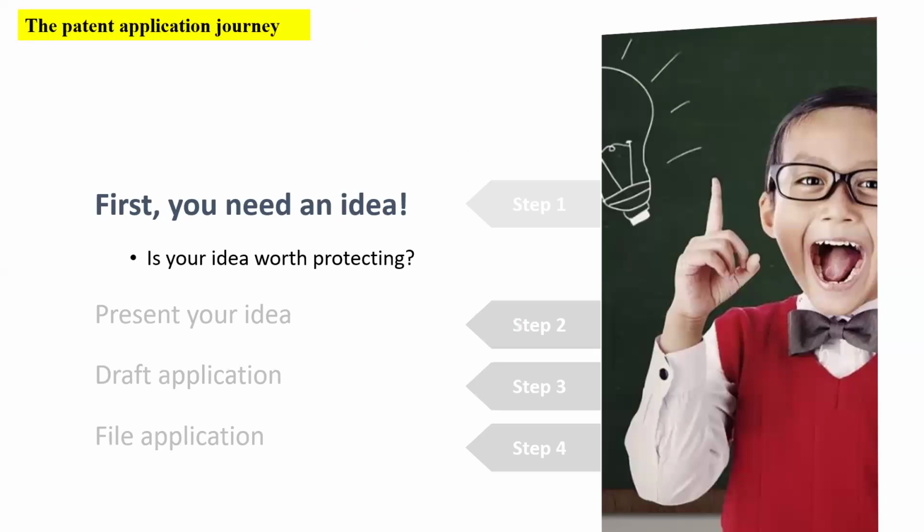The simple journey for a patent, how it looks, is: first you need to have an idea. The idea is very, very important. Check whether your idea is worth it or not. And your idea should have a lot of uniqueness. Unique things should be there.